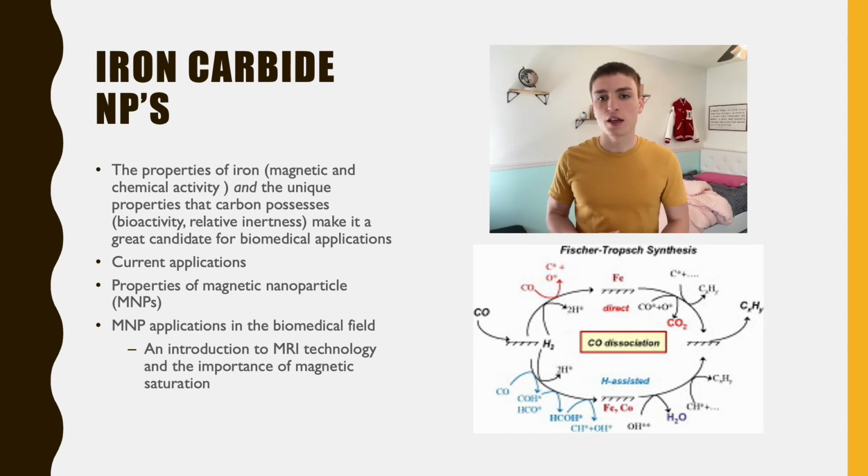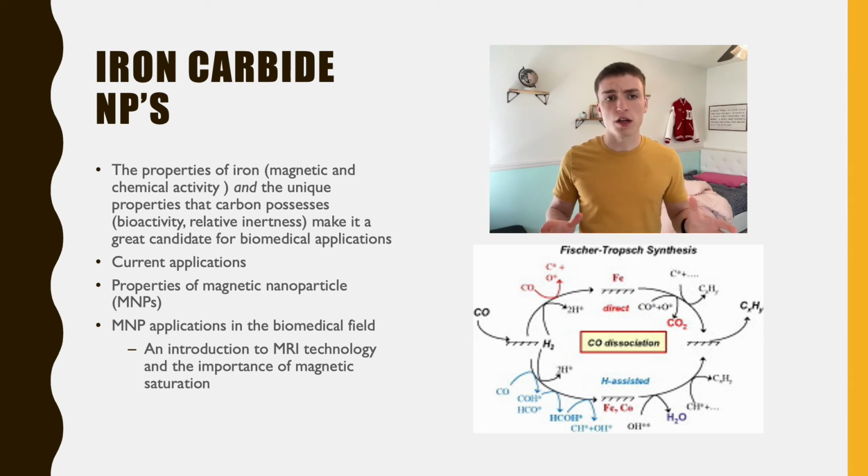Some of the catalytic applications that we can use iron carbide nanoparticles for is the Fischer-Tropsch synthesis, which converts a mixture of carbon monoxide and hydrogen into liquid hydrocarbons. This is a super popular synthesis used in a lot of industrial applications. We can also use it in oxygen reduction reactions, electrocatalysis, batteries, and supercapacitors. So lots of different applications ranging from biomedical applications to catalysis and industrial applications.